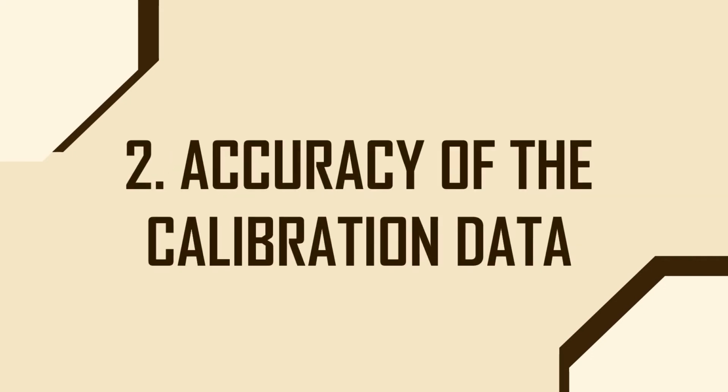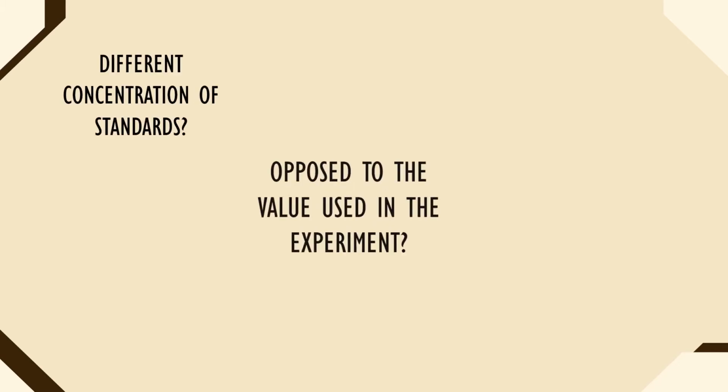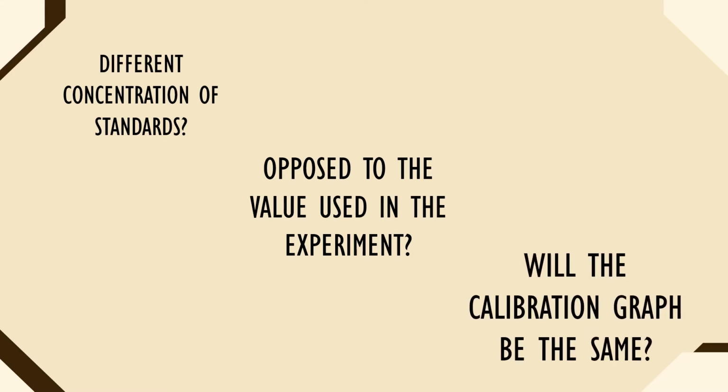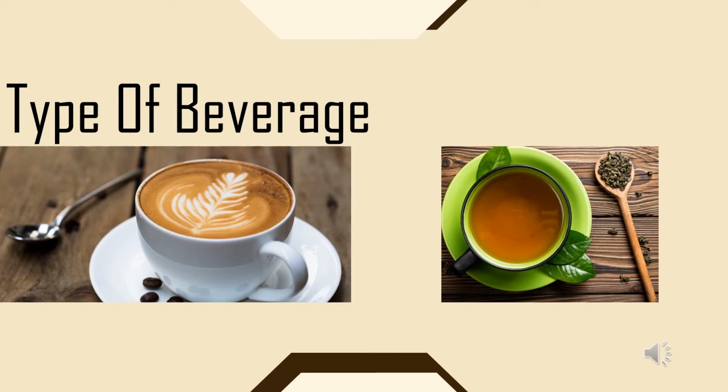The second discussion is about the accuracy of the calibration data. What if different concentrations of standards were prepared? For example, as opposed to the values used in the experiment, will the calibration graph be the same? The answer is the calibration graph will be different. We will be determining what type of beverage the samples are.